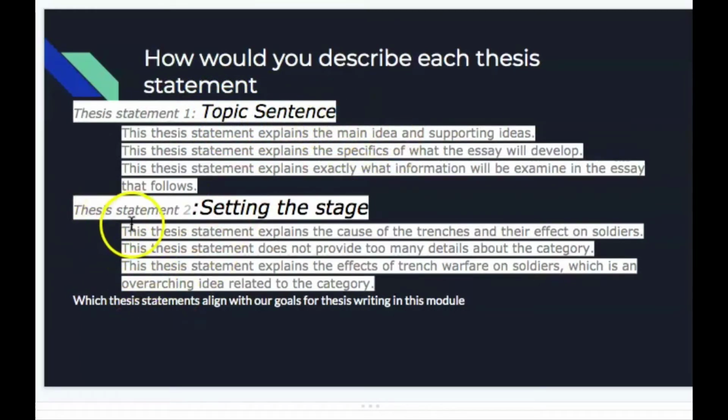If you were going to do thesis statement number 2, setting the stage, you might explain the causes of trenches and their effect on soldiers. And you would set that stage up for us to understand that. Or you would provide many details. But you would want to make sure that you're not including too many details about the category so that you can go forward and talk more briefly about them in the subsequent paragraphs. Or you would explain the effects of trench warfare on soldiers, just an overarching idea. So for example, you might say, trench warfare is a horrible, now I'll kind of write it here.